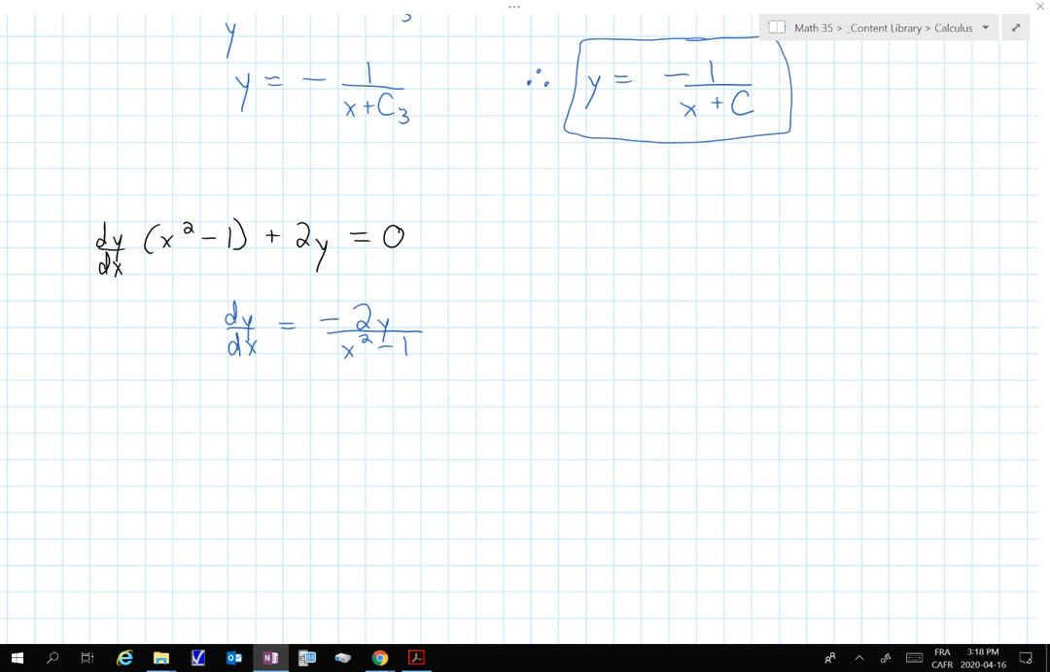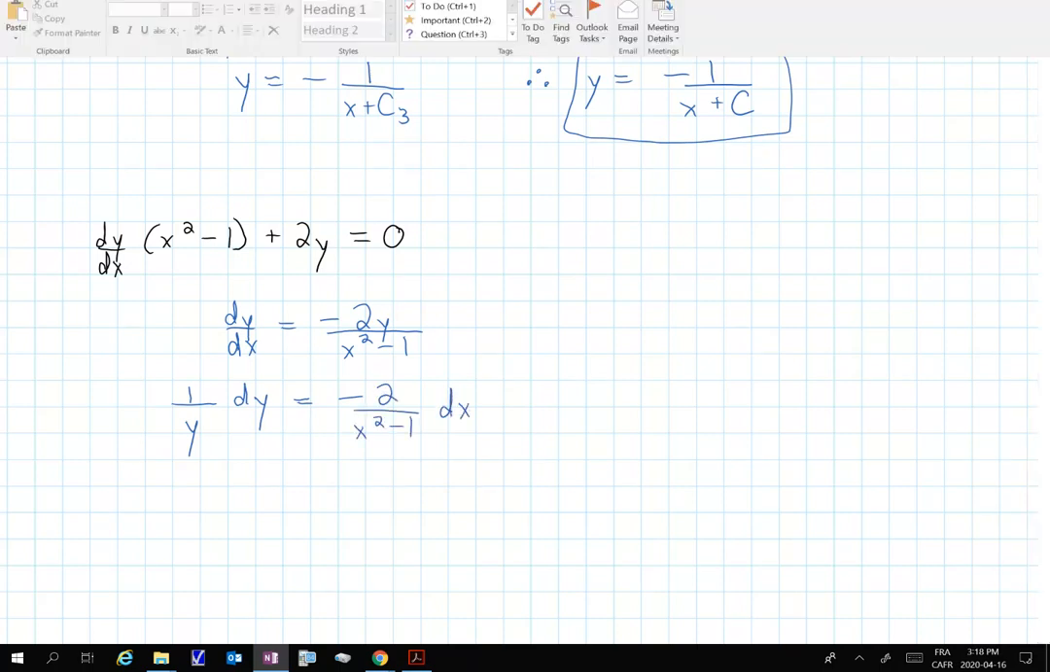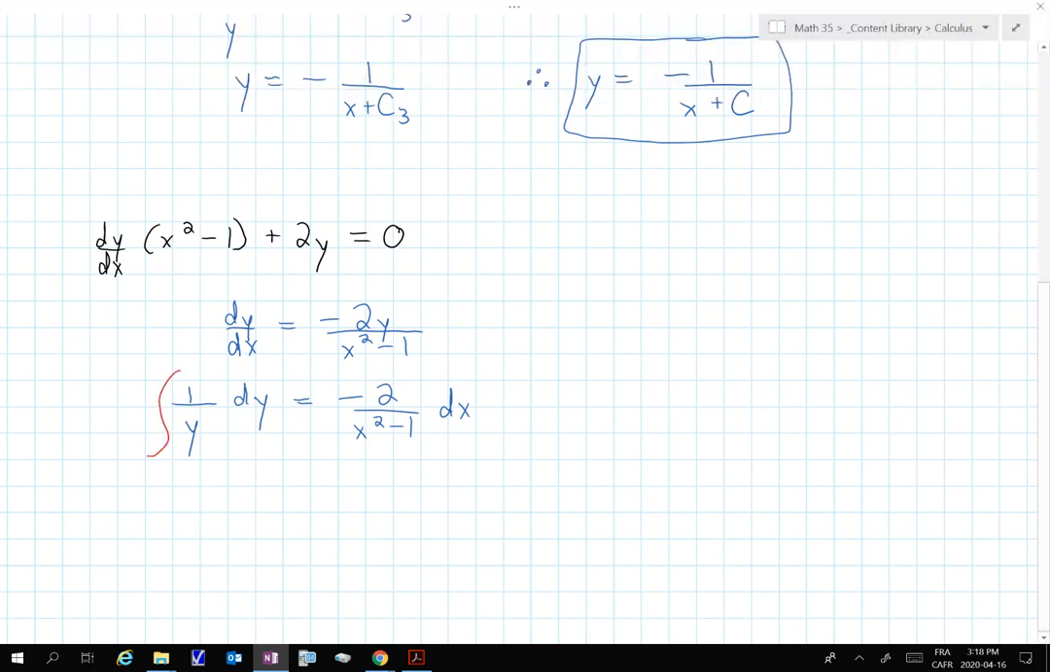So if I think of this now, I'm going to have 1 over y. I'm not going to do the minus 2y, I'll leave the minus 2. Basically, I'm just dividing both sides of the equation by y. So I'll have 1 over y dy equaling negative 2 over x squared minus 1 dx. This is now fully separated, so now I can integrate both sides of this equation.